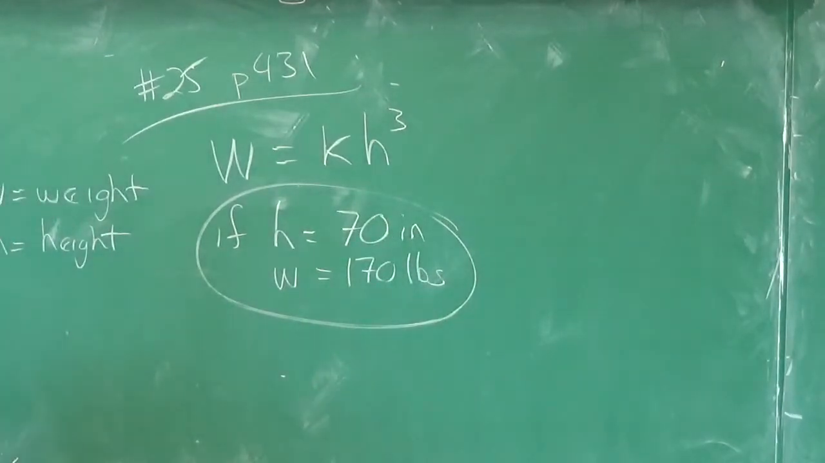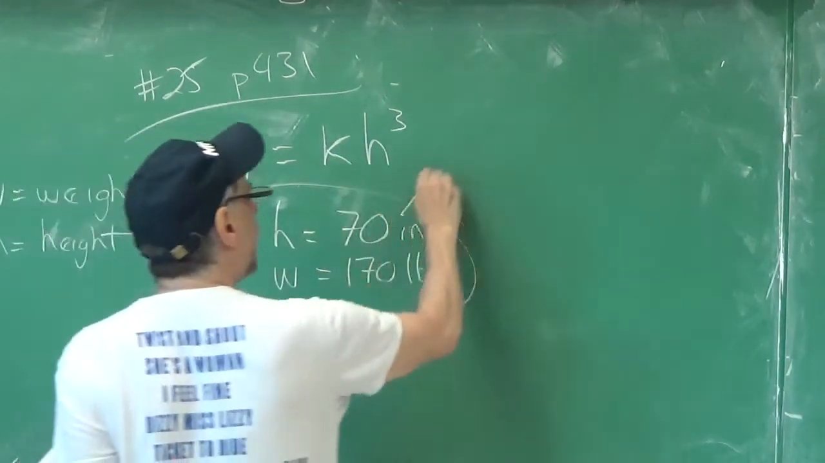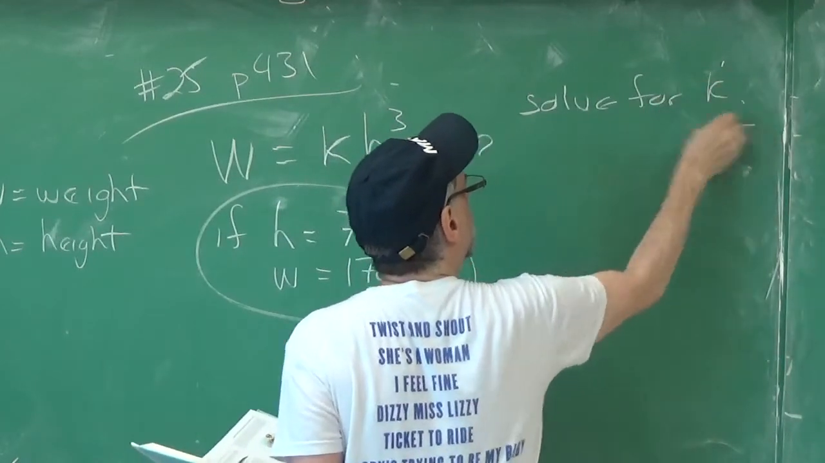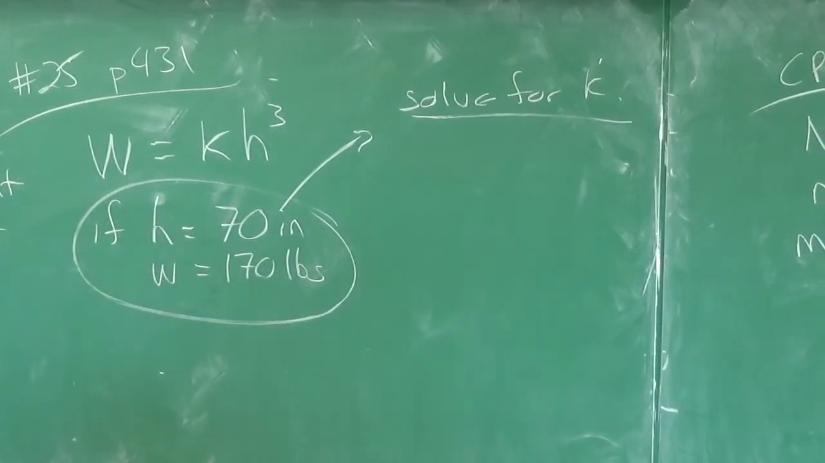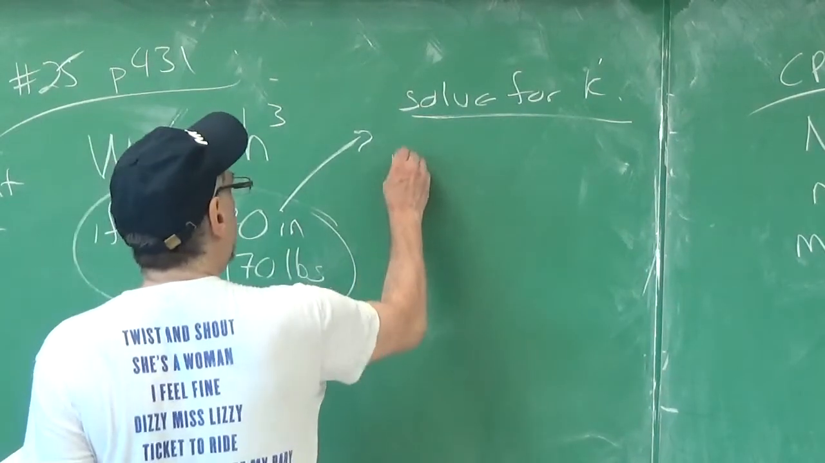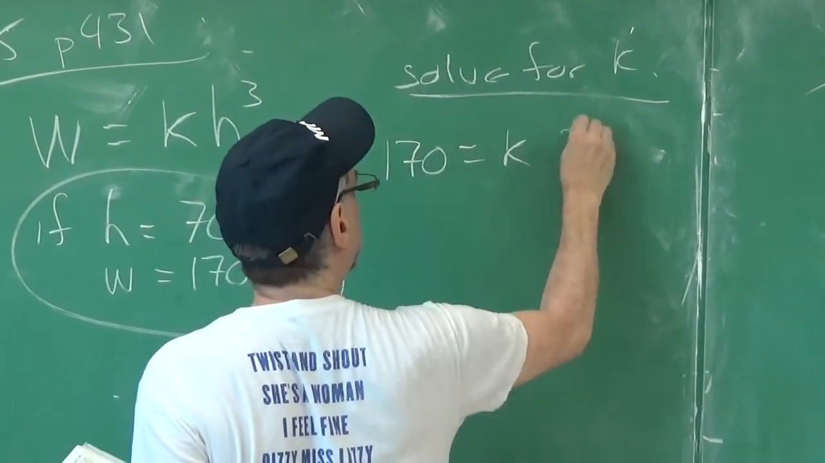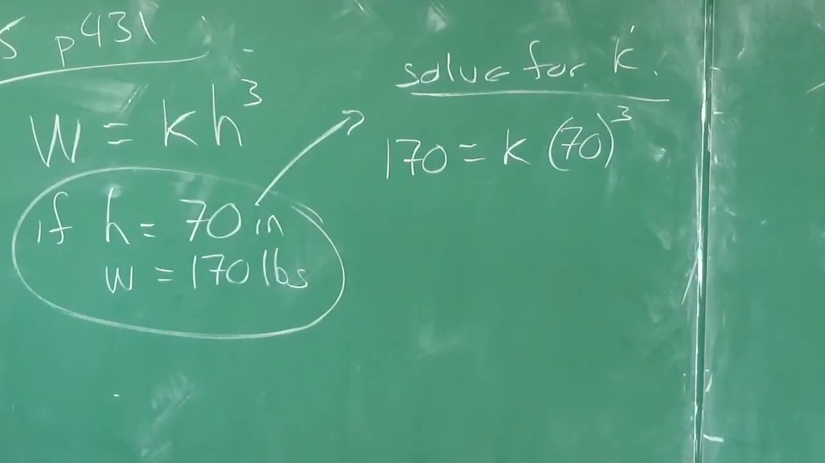Okay, so that's going to allow us to solve for K, right? So a guy weighing 170 pounds is 70 inches tall. That allows us to solve for K. Now this is not joint variation, this is just direct variation. That's just an interesting problem, so that's why we're looking at it. All right, so this one says 170 equals K times 70 cubed. All right, you got your calculator there?